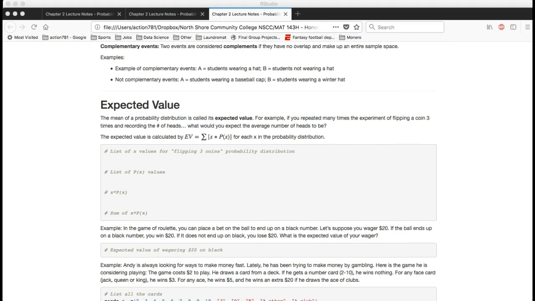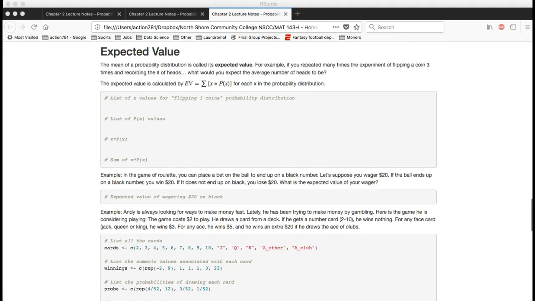Okay, now that we've covered a bunch of definitions, we can get into some more examples. The first thing we're going to talk about is expected value. For example, if you repeated many times the experiment of flipping a coin 3 times and recording the number of heads, what would you expect the average number of heads to be? If you think about that, you'd probably come up with about 1.5, because you'd expect heads to come up half of the time, 50% of the time.